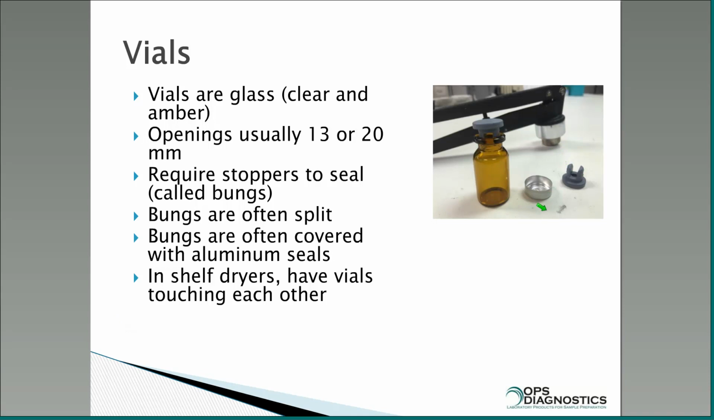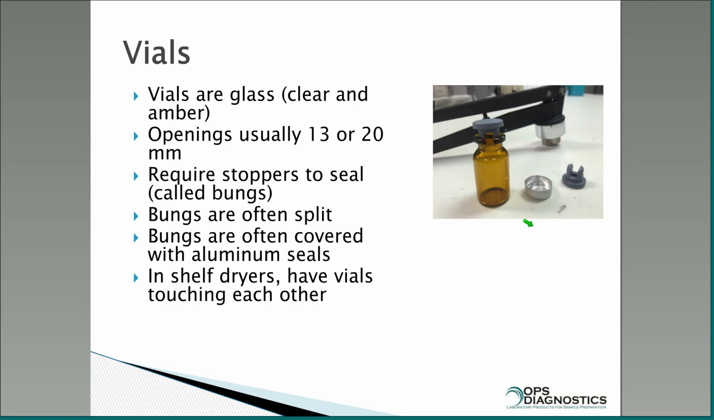So your sample is placed in the bottom. You freeze it, and then you put the bung in there, or you put the bung in, then you freeze it, put it in the dryer, and pull the vacuum, and your gases can get out. After it's done, this is pressed down to seal it, and then this little foil seal is put on top, and you crimp it on.